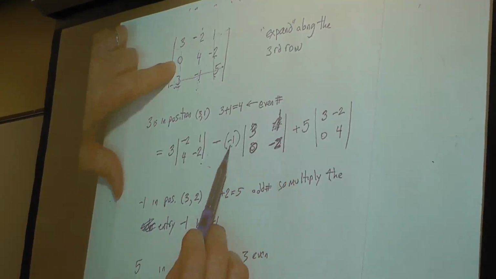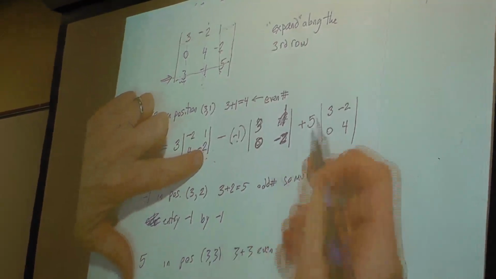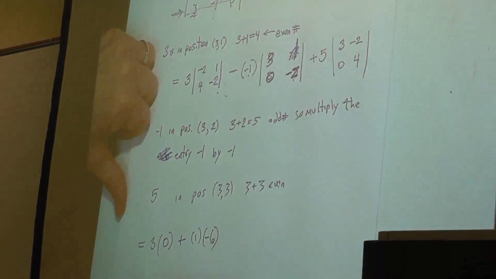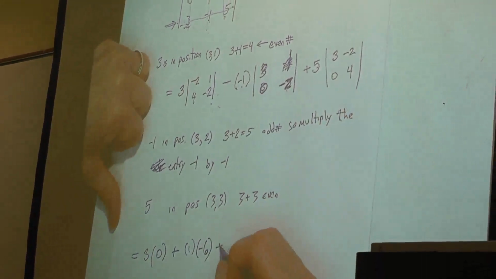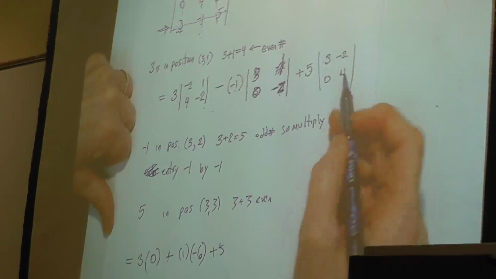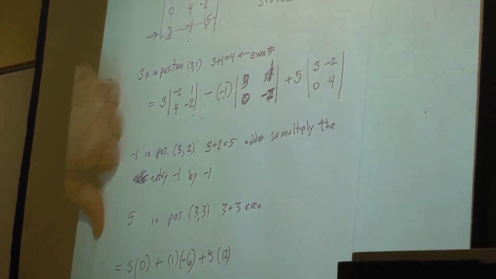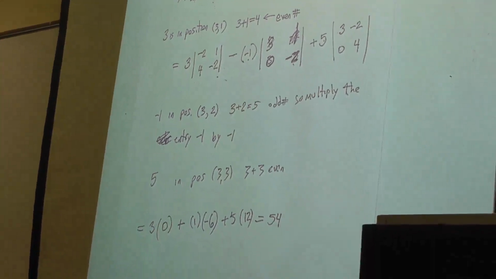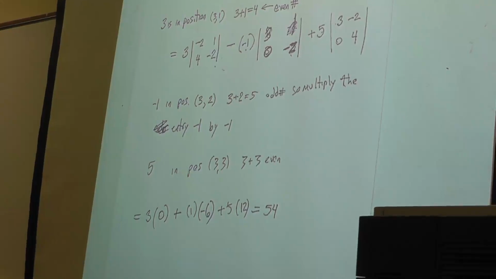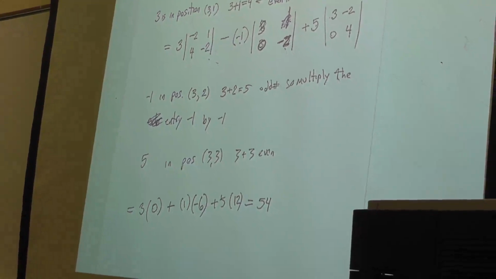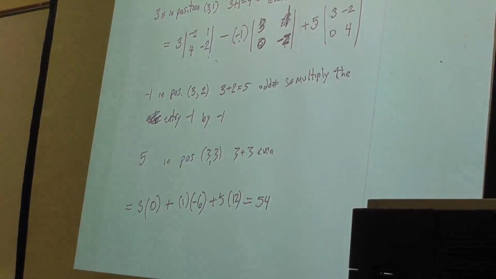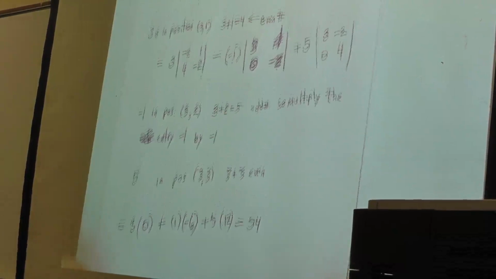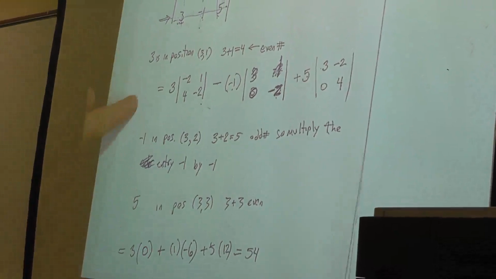Okay, so this is +1 times, and then this becomes -6. And then +5 times, I guess this is just 12. So 60 minus 6 is 54. Pretty weird. So the determinant of A is 54, assuming I've not fouled up anything in here yet.